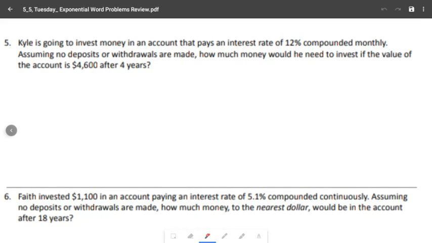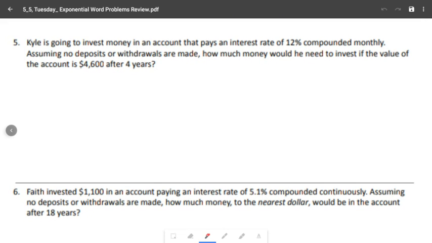Okay, question 5. Kyle is going to invest money in an account that pays an interest rate of 12% compounded monthly. Assuming no deposits or withdrawals are made, how much money would he need to invest if the value of the account is $4,600 after 4 years?